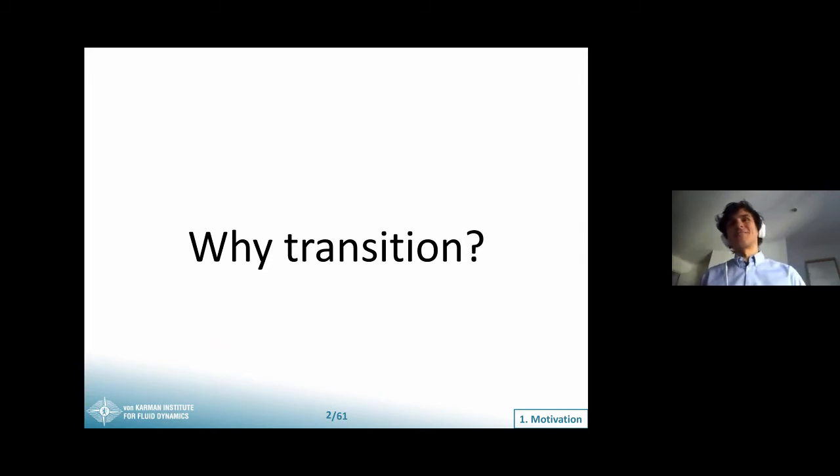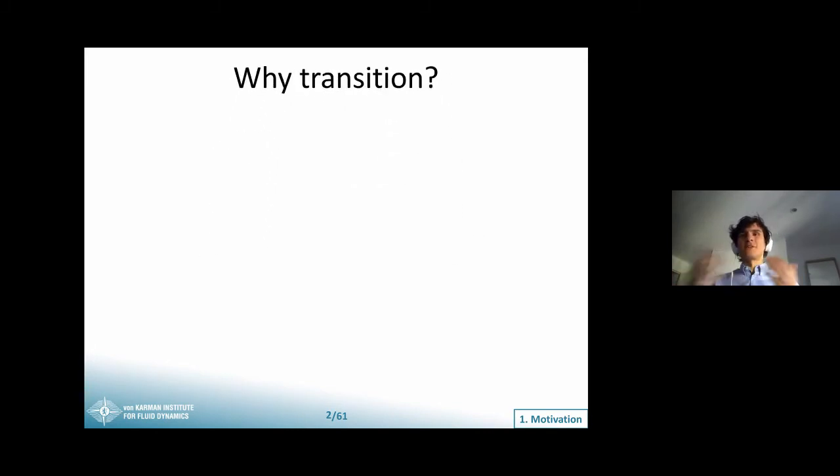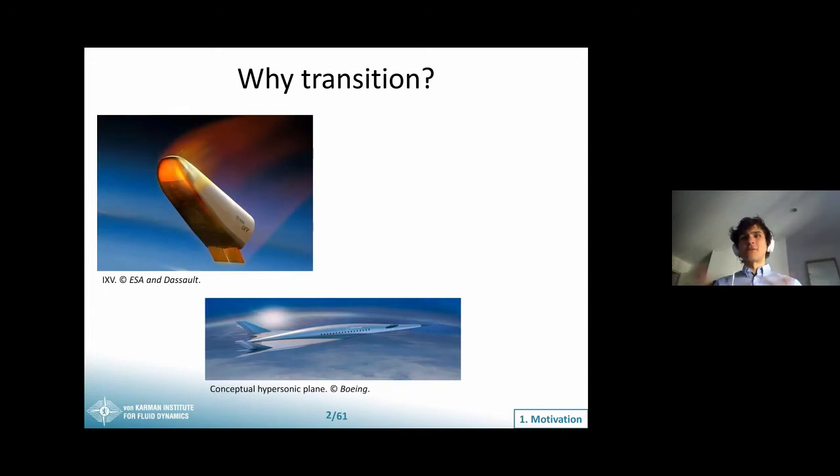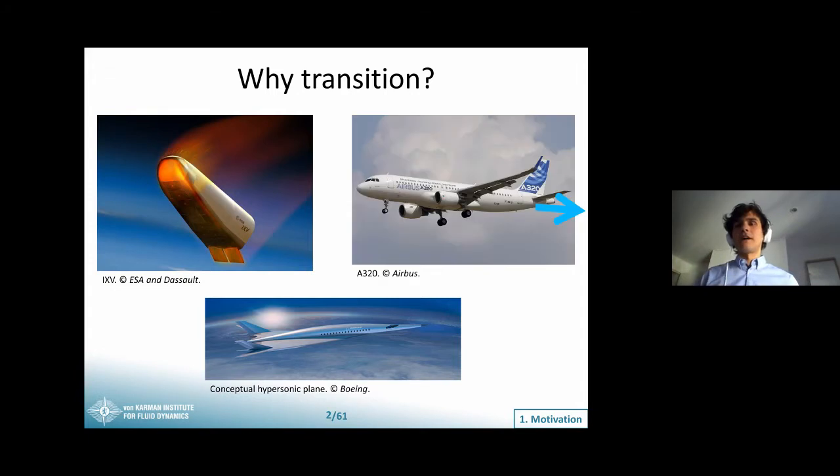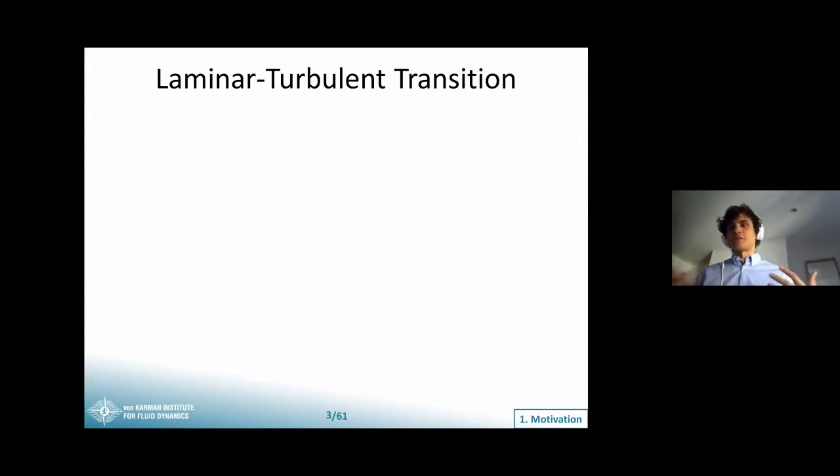So why is it that we are interested in laminar to turbulent transition? Well, the reason is that pretty much any form of air transport is in one way or another affected by it. In hypersonic cruise and atmospheric entry vehicles, we are mostly concerned with how transition affects the surface heat flux that the thermal protection system might withstand. Whereas in conventional aviation, what we are mostly concerned with is its impact on the aerodynamic drag.